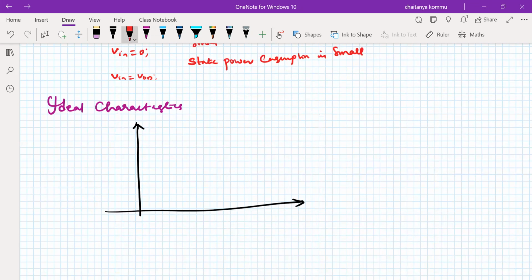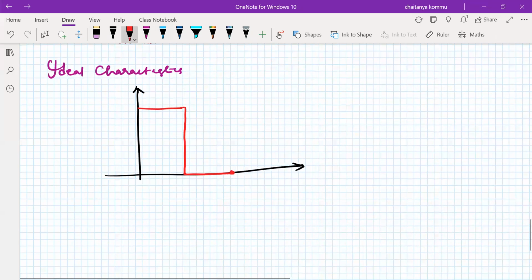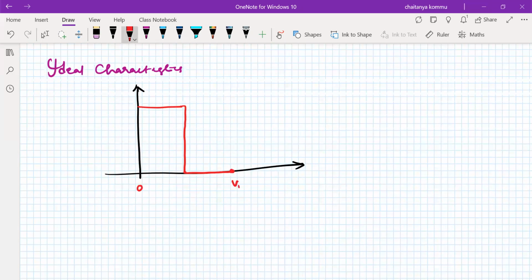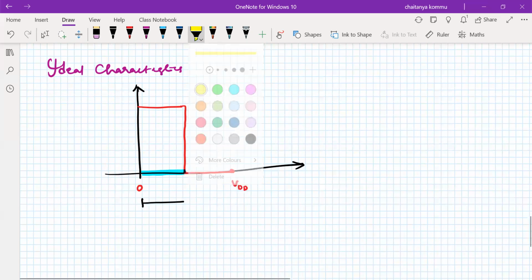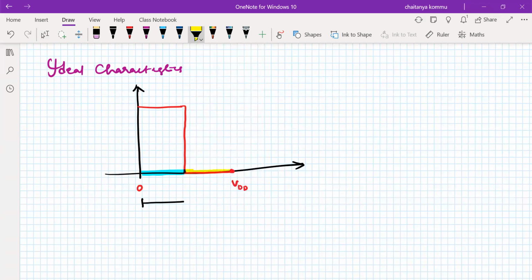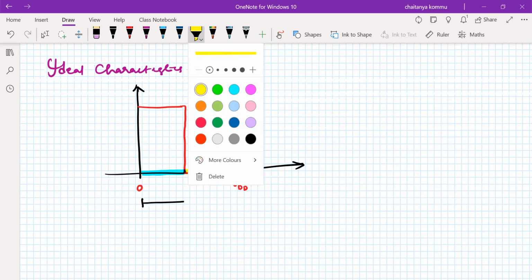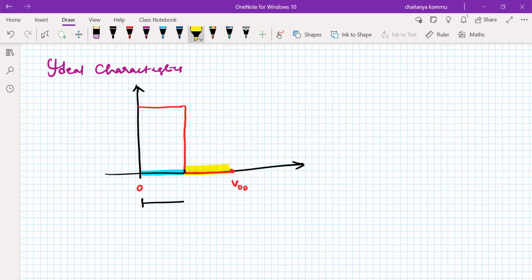So it should be high, low, and this is 0. So this is what an ideal characteristic looks like. We start here at 0, and it is actually VDD. Therefore, this entire region is meant for logic 0, and this entire region is meant for logic high. So this is meant for logic low.